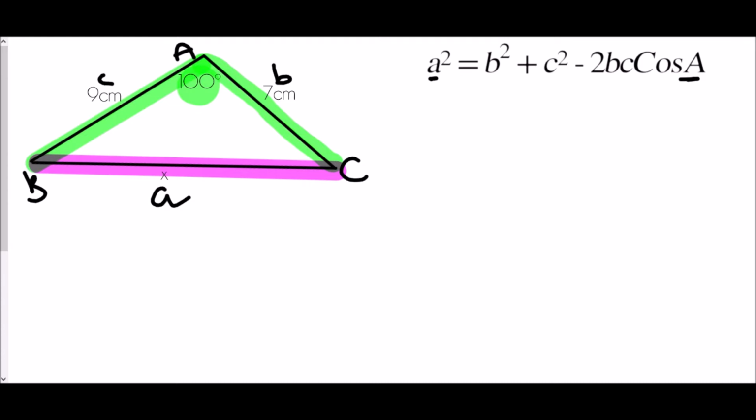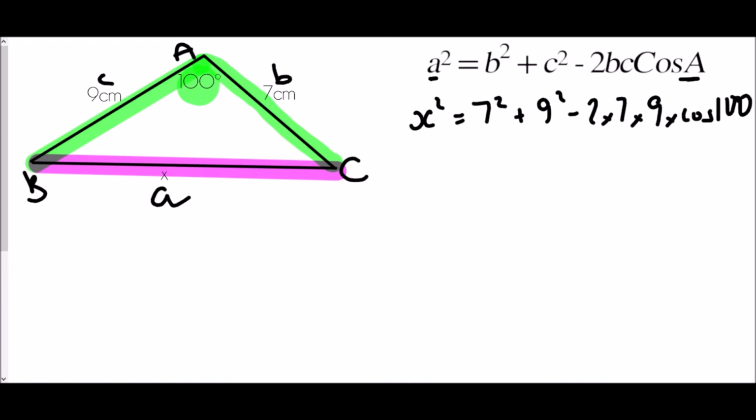So a, well, we just call that x at the moment. x squared equals b squared, so that's 7 squared, plus c squared, that's 9 squared, take away 2 times b, which is 7, times c, which is 9, times cos of 100. So we'll just type all of that straight into the calculator.